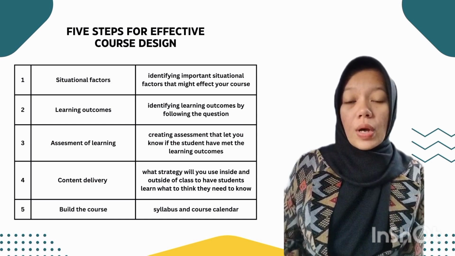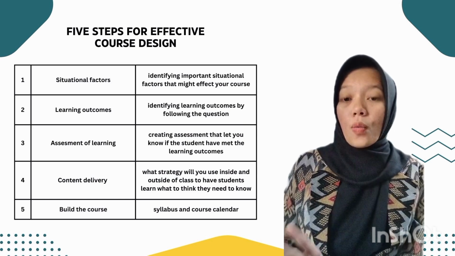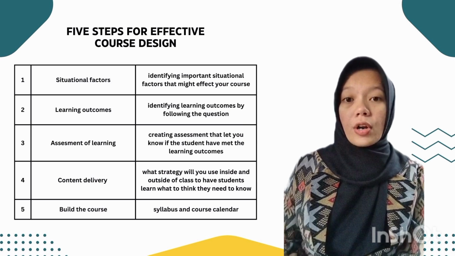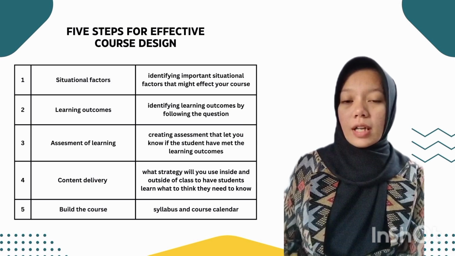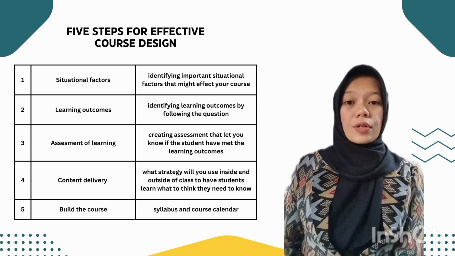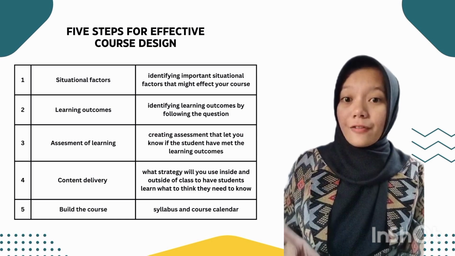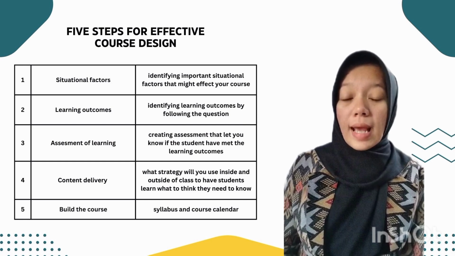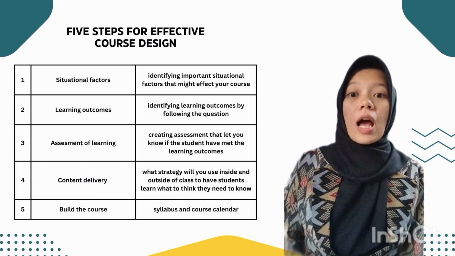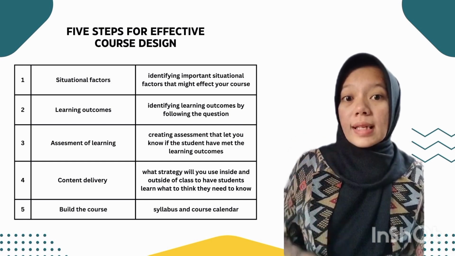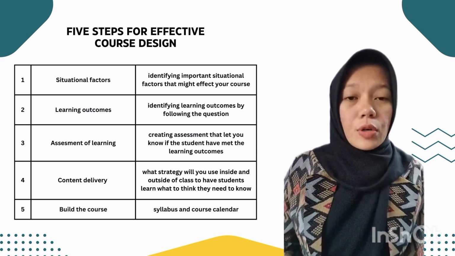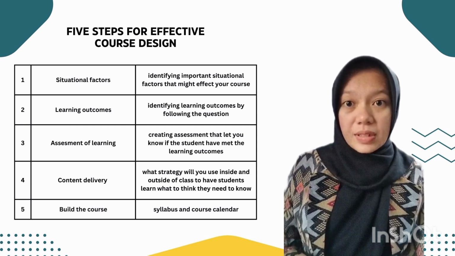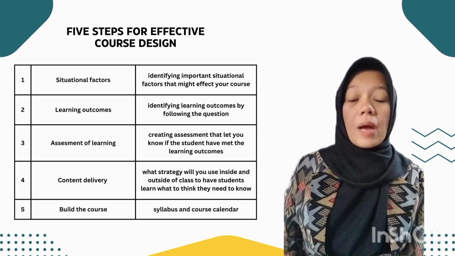Step number 2 is learning outcomes. Once you can identify the key situational factors for your course, you can move to identifying learning outcomes. Review the following question like: First, what do you want students to know and be able to do when they complete your course? And second, what key information is important for students to know? And third, what kinds of projects should students be able to complete?